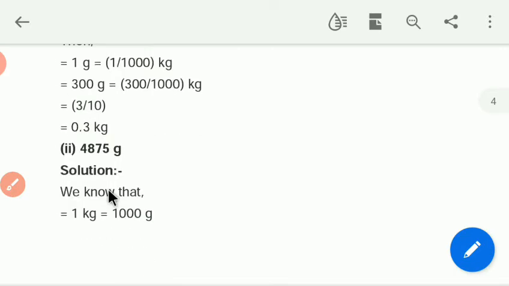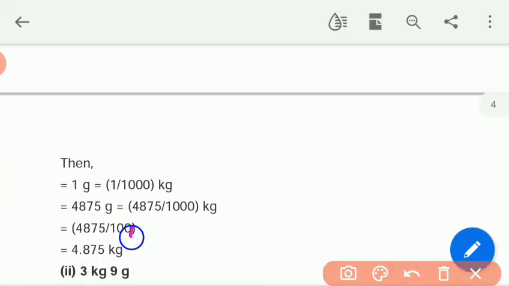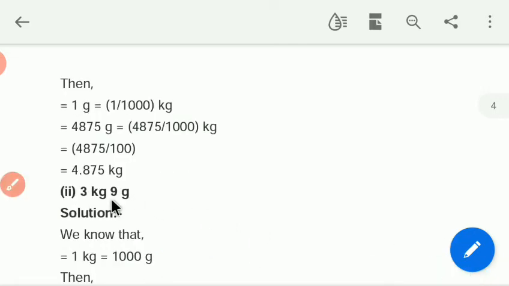Then 4875 gram. Again we know that 1 kg is 1000 gram. So 4875, 1 gram will be equal to 1 upon 1000 kg. So 4875 gram can be written as 4.875. How? Here 3 zeros are given. It means from the back we have to count 3 digits. 1, 2, 3. After that we have to put decimal. So 4.875 kilogram.